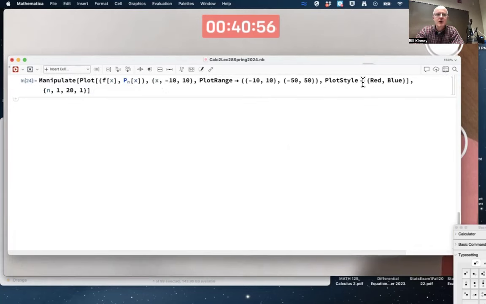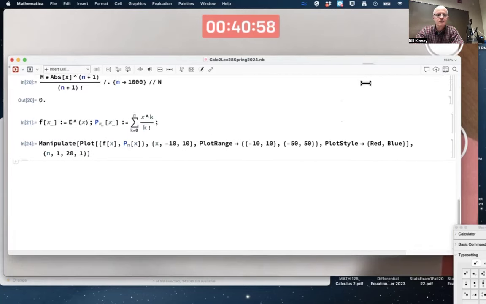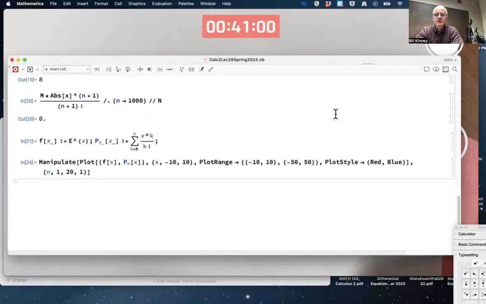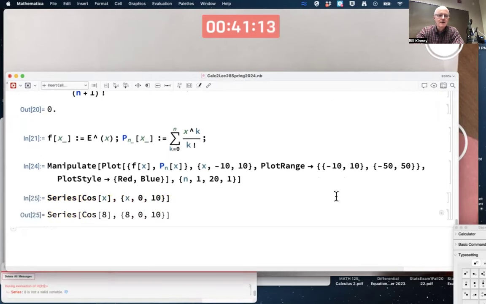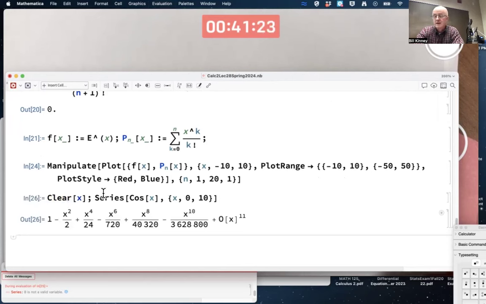Let's do something similar for the cosine function. First, reminder, what is the series for cosine? Series cosine. It thinks x is 8. Clear x. It's all even powers, actually.